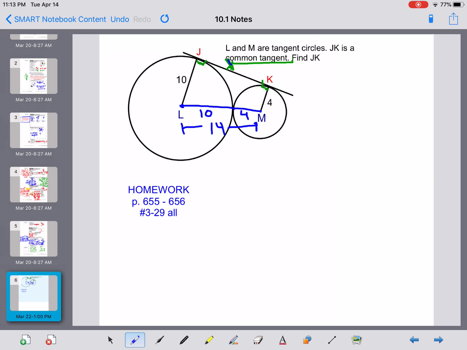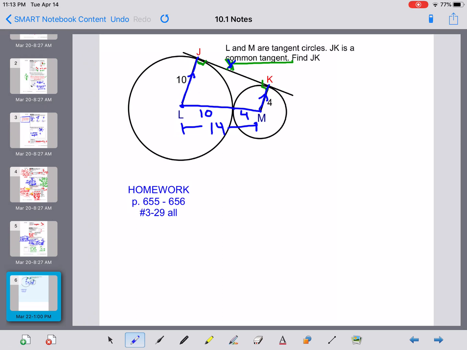Now, quick note, because both of these are right angles, we know that JL and KM are parallel to each other because they're both perpendicular to the same line. Going back to a chapter 3 note, we know they're parallel. So we have a trapezoid. We don't have a rectangle, which would have been a lot nicer, but we have a trapezoid here.